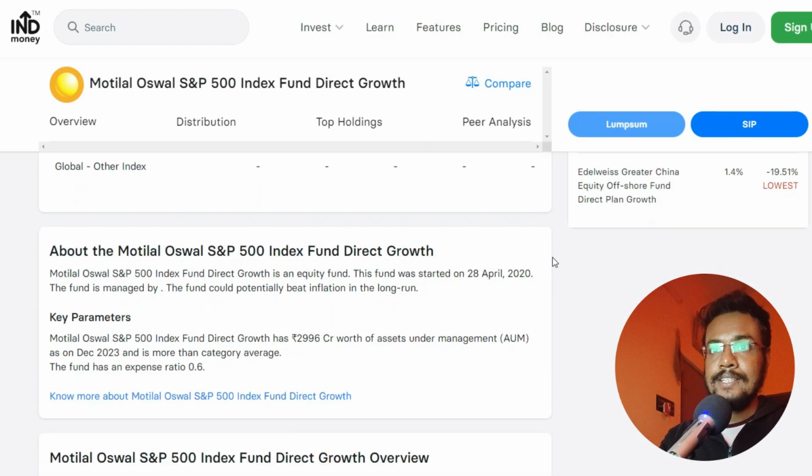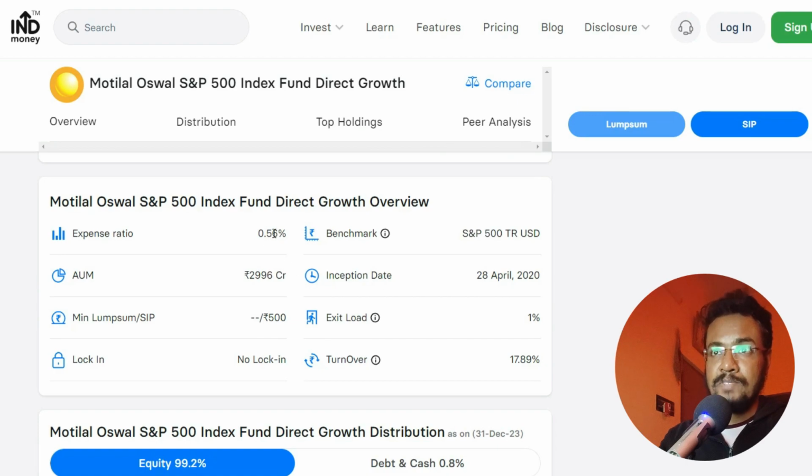And as you can see, this fund has an expense ratio of 0.56%, which is a little bit on the higher side. And also, as you can see, the minimum SIP is 500 rupees. And currently, you cannot invest via lump sum in this fund. And this fund doesn't have any lock-in, but it has an exit load of 1%.